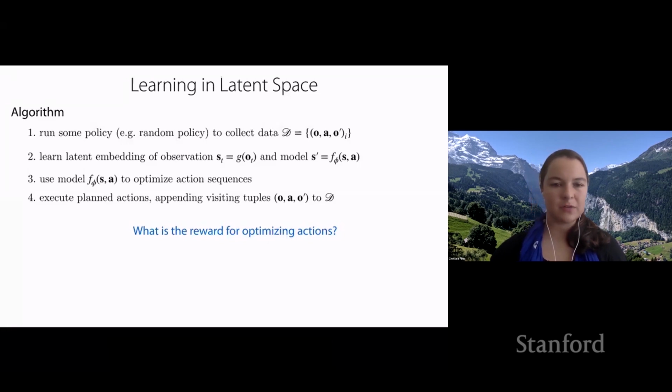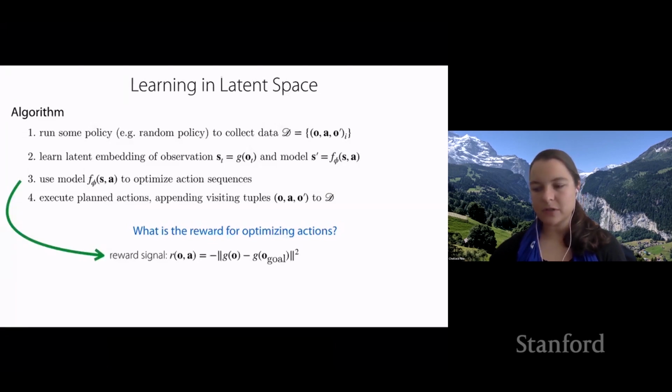Cool, so there are a couple questions that arise from this algorithm. This is basically the same as before, with just the additional step of embedding the observation space. The first question that comes up is, what is the reward function for optimizing for your actions? The reward function that we'll use, and that's most commonly used, is, given the goal state, to just measure the negative distance between your embedded observation and your embedded goal observation. So this is a pretty simple approach.